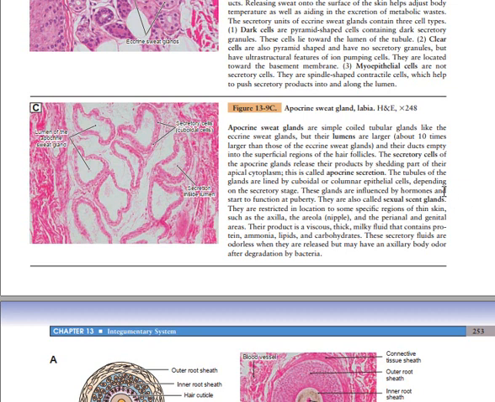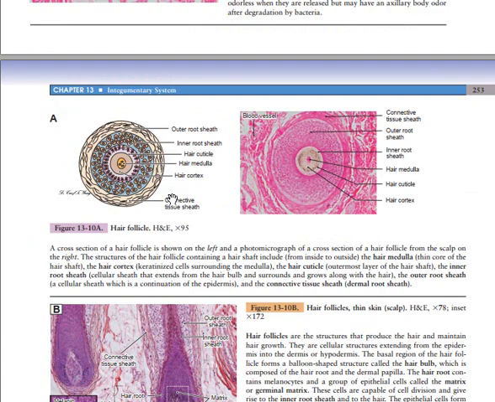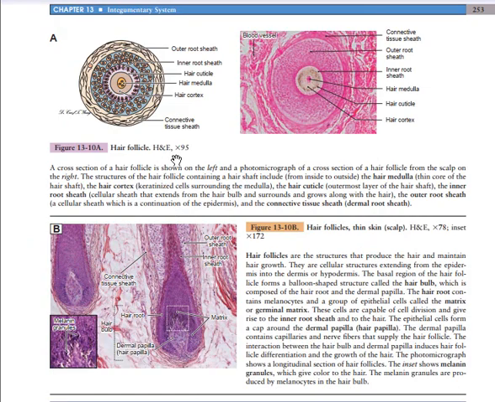Is it clear? Now the other thing is that they secrete thick milky fluids that contain protein and ammonia, lipid and carbohydrate, and these secretory fluids are odorless, but they produce certain specific odors when bacterial degradation occurs. Is it clear? So now this is a diagrammatic representation of a follicle.